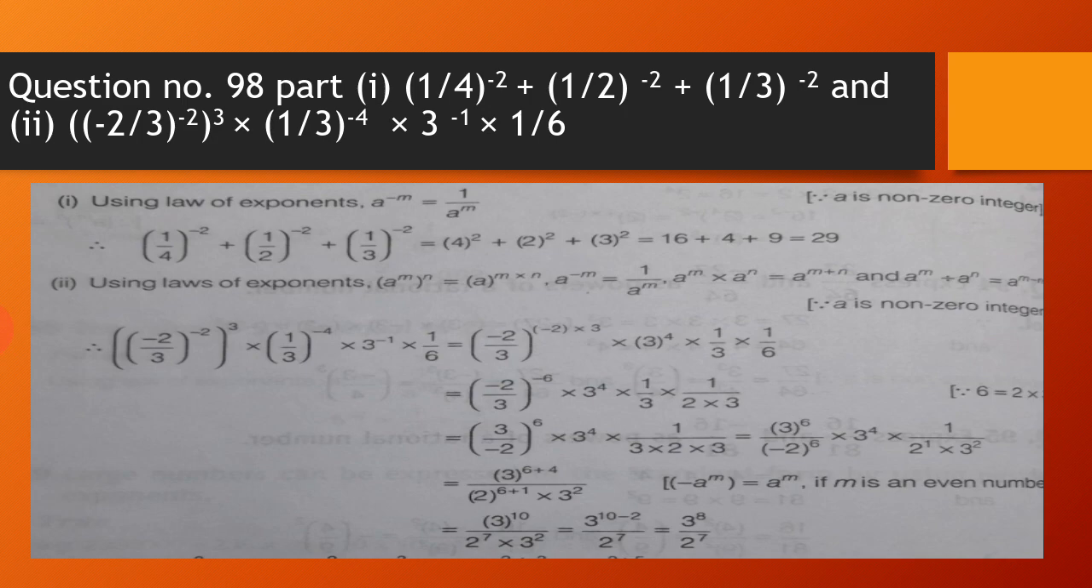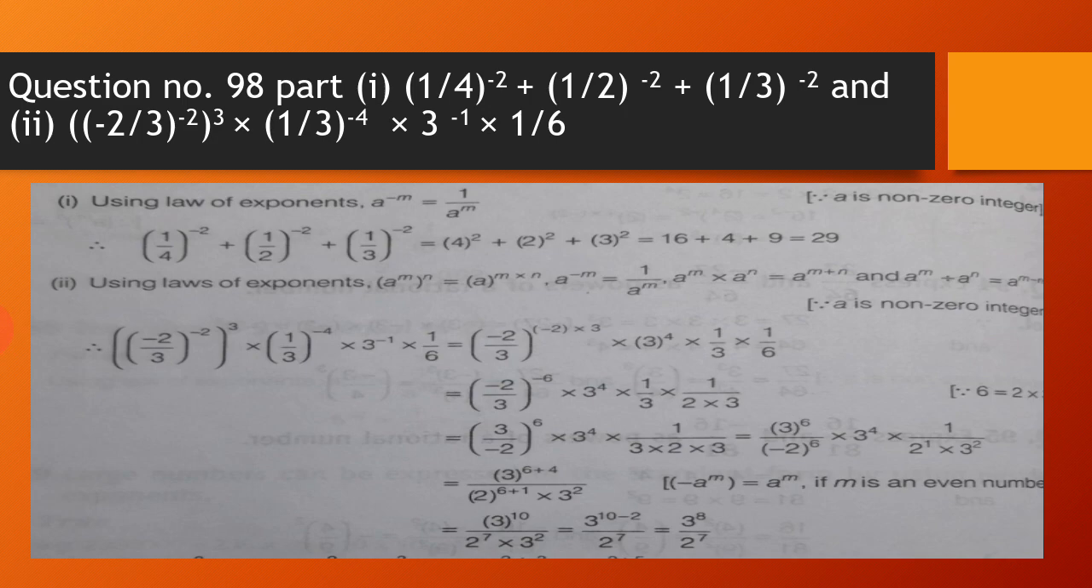Numerator already has 3 raised to power 10, while the denominator has 2 raised to power 7 into 3 raised to power 2. So that 3 raised to power 2 goes up and gets subtracted using the quotient law. It becomes 3 raised to power 8. And what are we left with in the denominator? 2 raised to power 7. I know this is a little complicated sum.